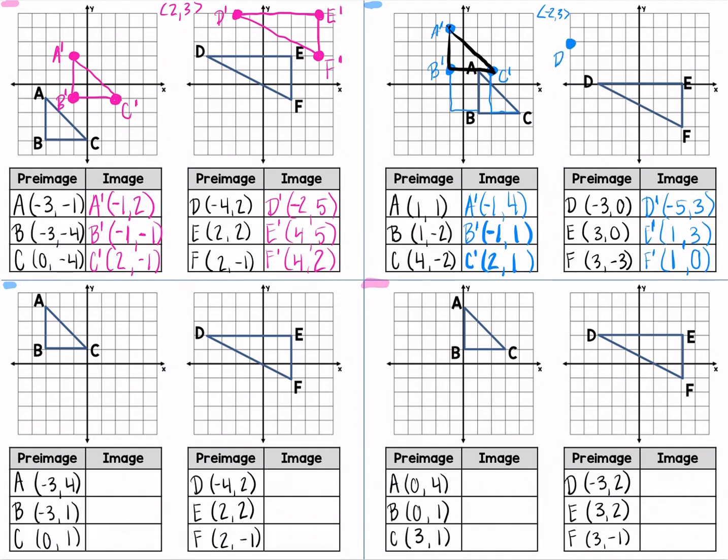That would be D prime. E prime is 1, 3. And F is 1, 0, so right on the x-axis, so that's F prime. So there is my shape shifted by those points. So up 3 and to the left 2, okay?